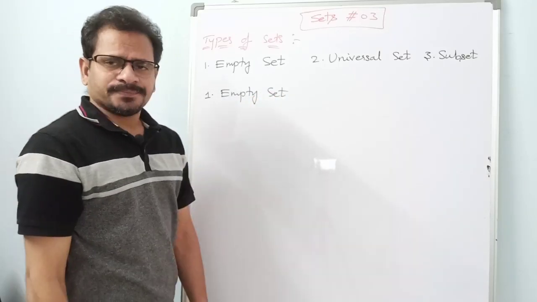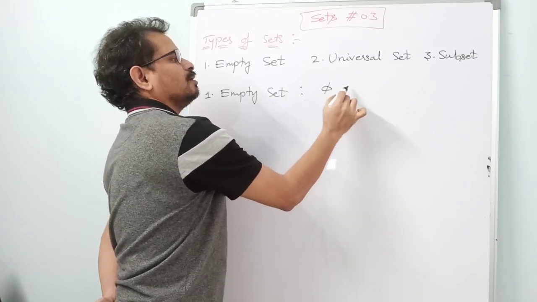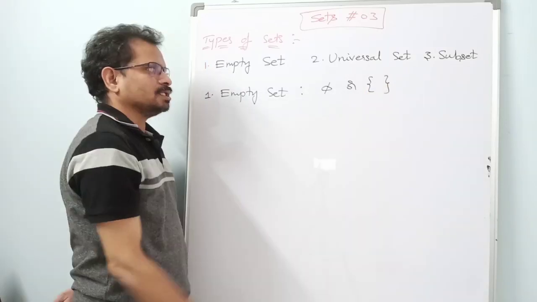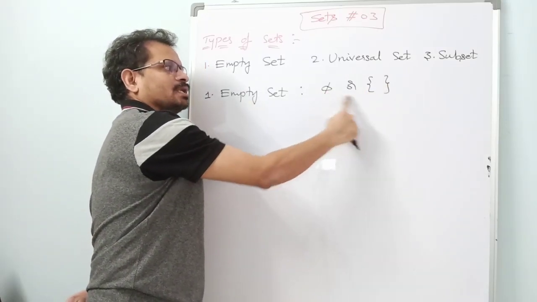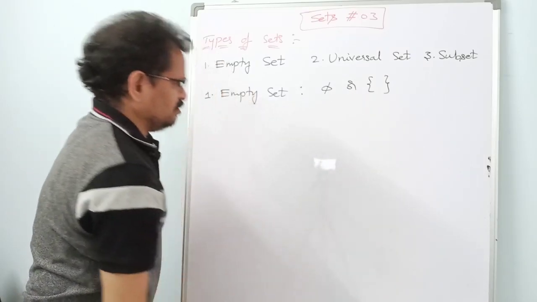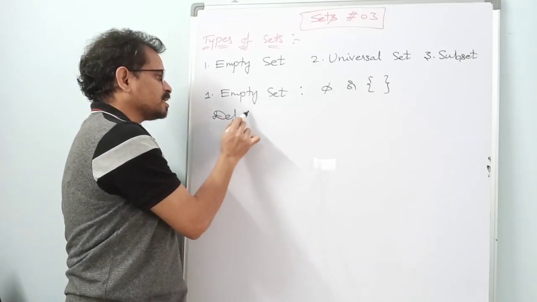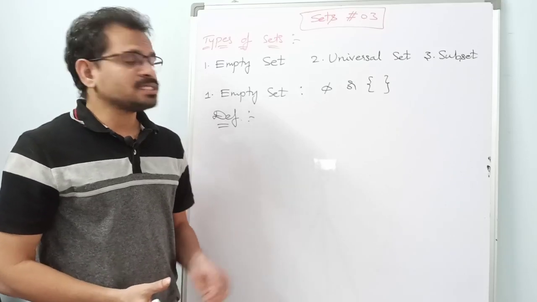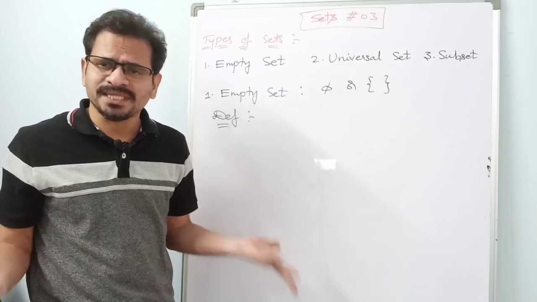An empty set is denoted by the symbol phi or braces with nothing within. So we can represent an empty set with either this symbol or this symbol. Okay, right. Now what is an empty set? Let us go with the definition of an empty set. I think we do not require a definition also. Why? Because it is clear. In the name itself it is revealed that it is empty. A set which is empty is called an empty set.